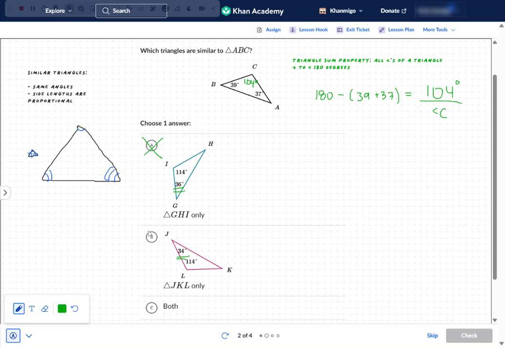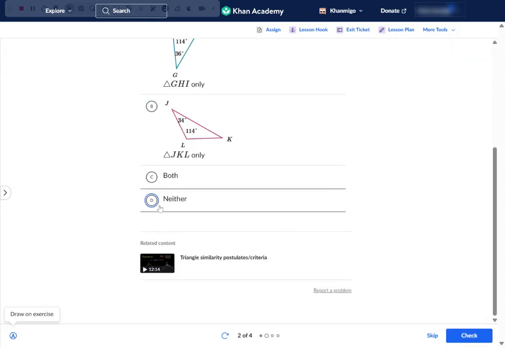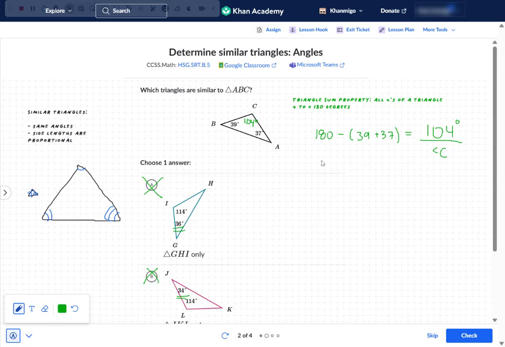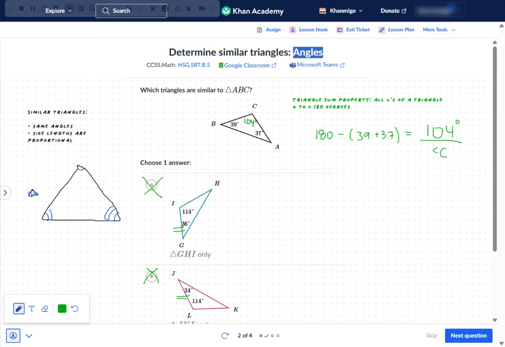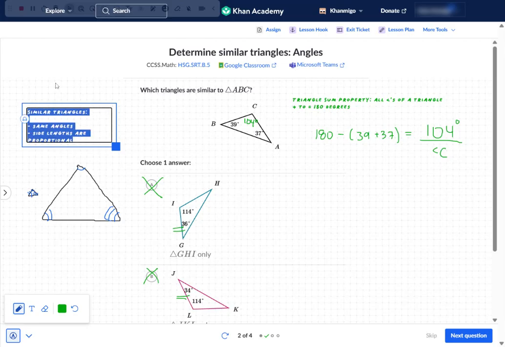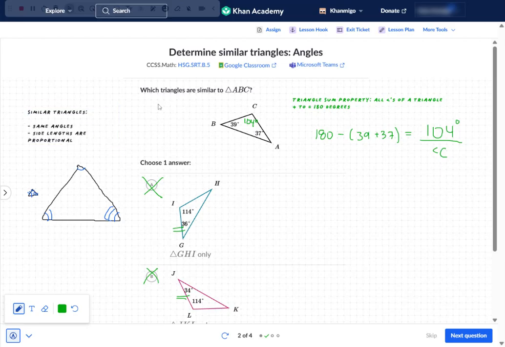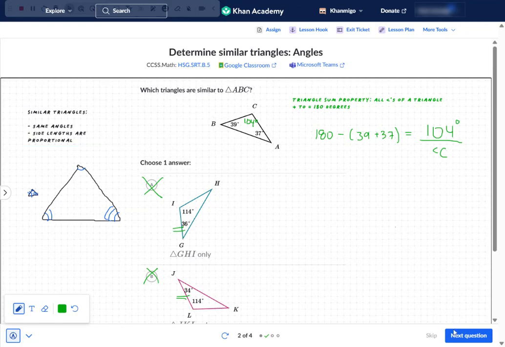So this problem is a little strange. This is where actually neither of them is correct. Why was it neither? Again, looking at the angles. For determining similar triangles, we're just looking at the angles in this one, and they did not have any angles that were the same. In order for them to be similar triangles, all the angles have to be equal. Then their side lengths are proportional, which makes them similar, not congruent.